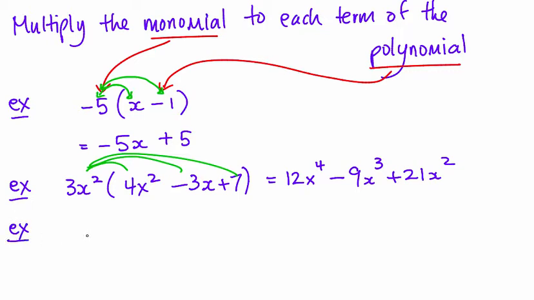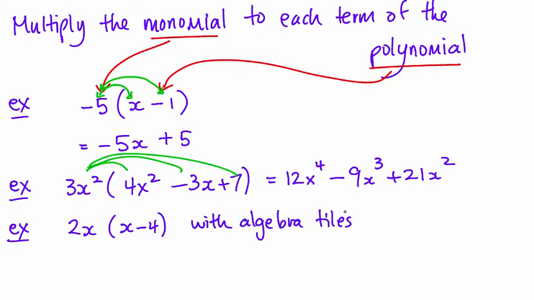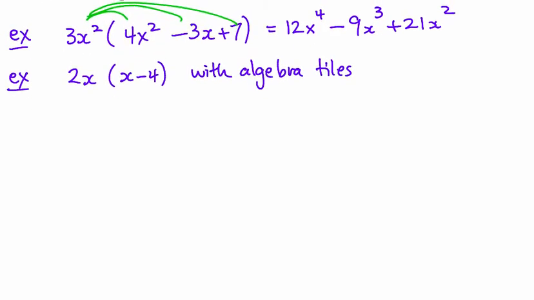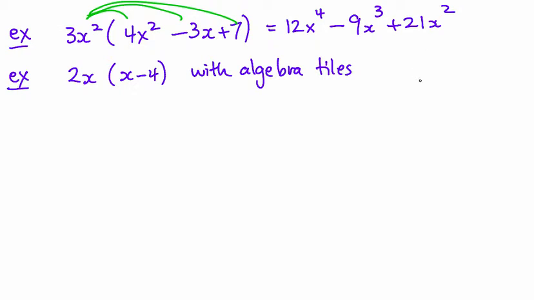One more example like this. But this time I'd like to use Algebra Tiles to show you why it works. So if you have 2x and you have x minus 4, let's see what this looks like with some Algebra Tiles. And for that I'm going to need a little bit more space. And by the way, I should get, and I'll just solve it over here on the side, 2x squared minus 8x. So let's see if that's what I get.